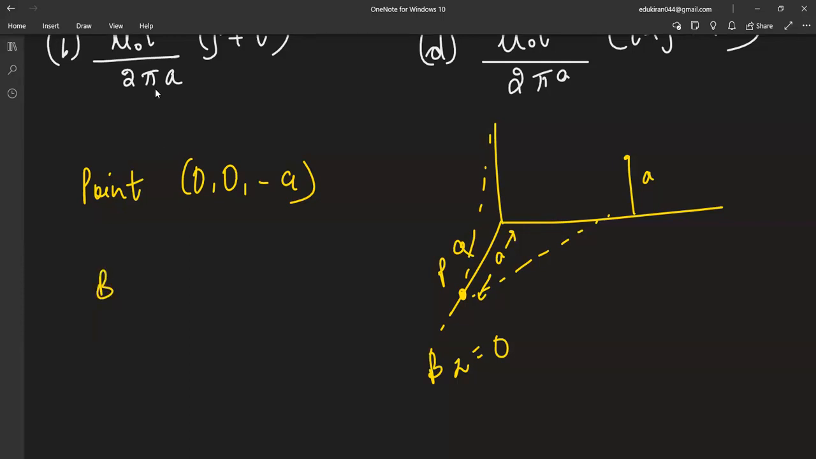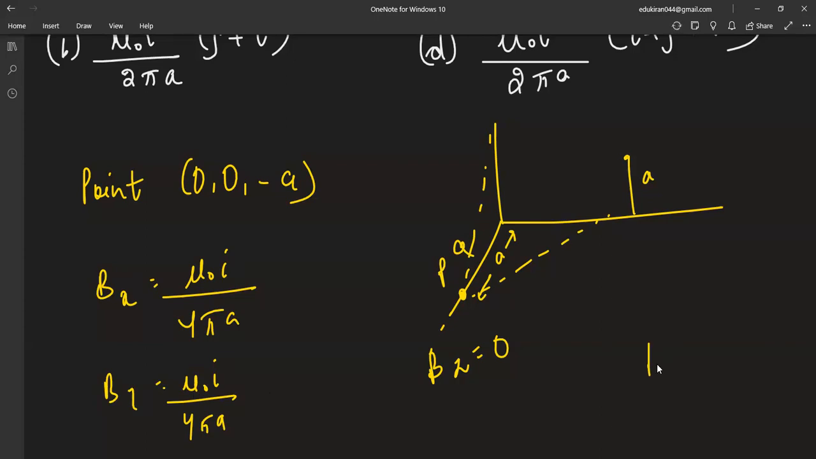So firstly, I'm focusing on the magnitude. Due to x, it would be mu naught I by 4 pi a. Then again, due to y, it would also be mu naught I by 4 pi a. When you add them, the 4 pi will cancel, and ultimately you will have mu naught I by 2 pi a. This is not the issue, and obviously it's the same in all the answers. So in any case, we have to have mu naught I by 2 pi a.